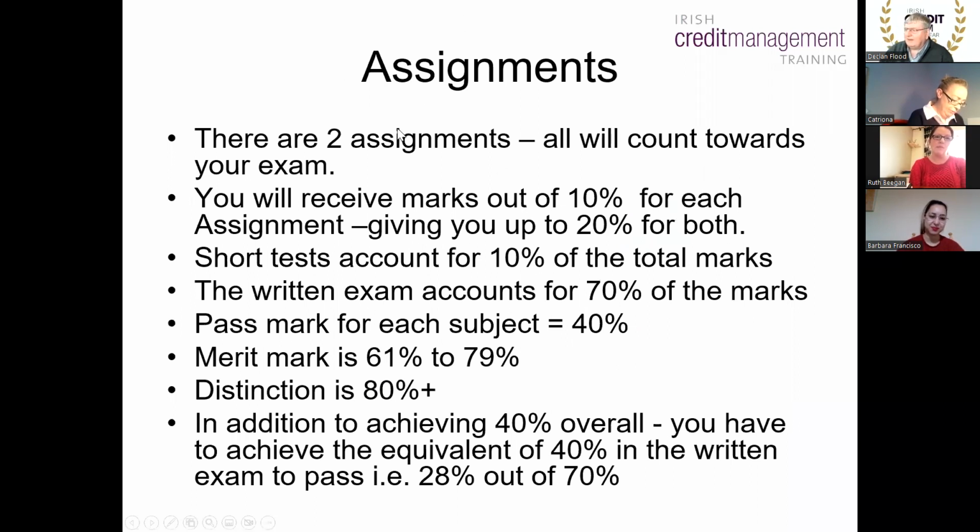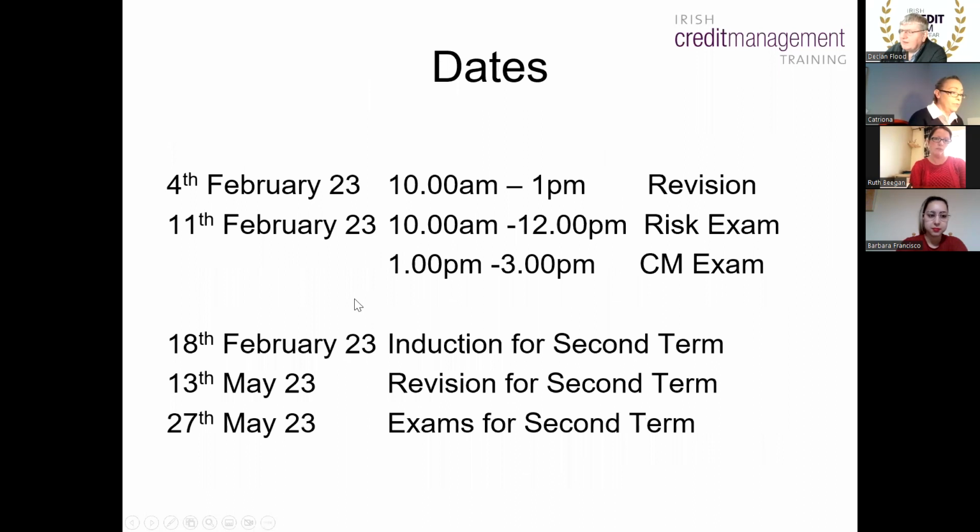This is just to explain the marking that I went through as well. So 2 assignments, 10% for each assignment, giving you 20. Short test 10%, that's 2.5% for each short test, and 70%. When you get your letters, it will either say pass, merit, or distinction. So if it's a pass, it's 40. If it's merit, it's between 60 and 80, and distinction if it's over 80. Okay. So that is that.